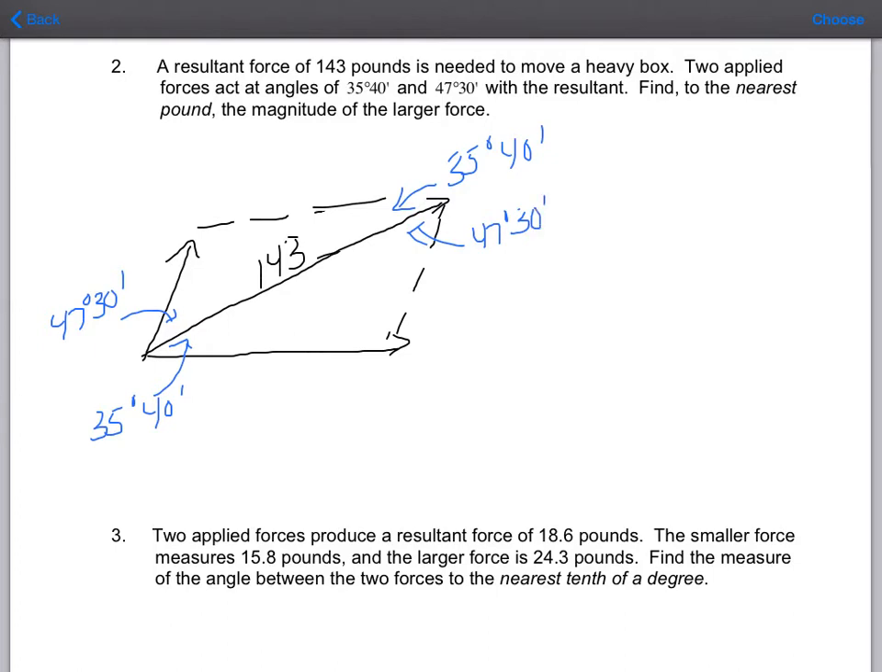All right, with that being said, let's take a look at what I have here. According to the information that was given in the triangle, I have angle, side, angle. So angle, side, angle has two angles and one side, which means I'm going to use law of sines to find my answer. They're asking me to find to the nearest pound the magnitude of the larger force. So that would be right here, let's call it x.